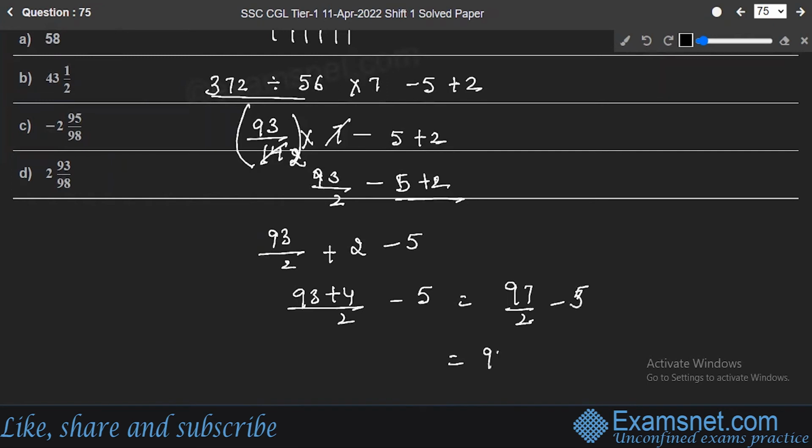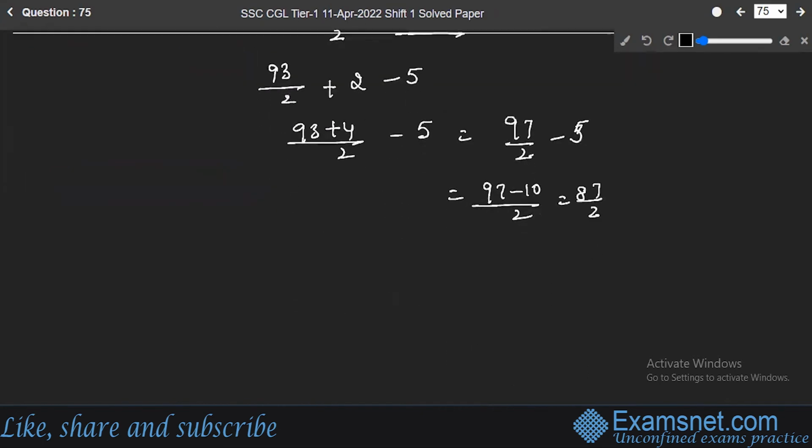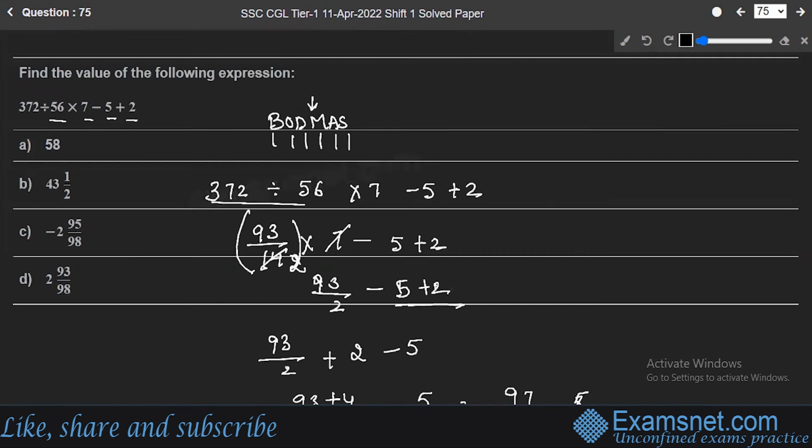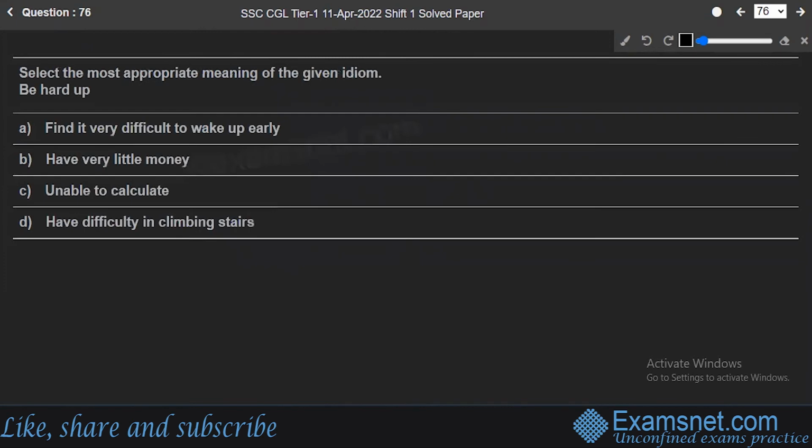This will be 97 upon 2 minus 5. So this is 97 minus 10 upon 2, which will be 87 upon 2, or this will be 43 1 by 2 as your answer. So let's see the options. Option B is the correct answer for this question. I hope you're clear, right? Let's move to the next question, 76.